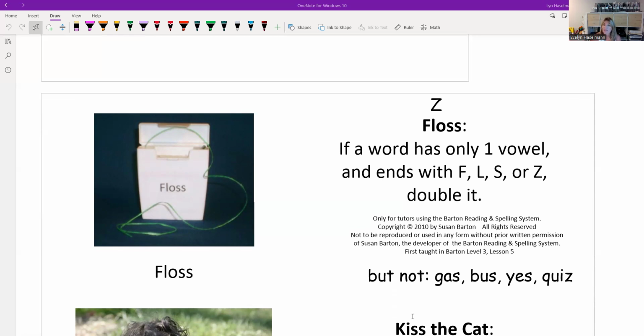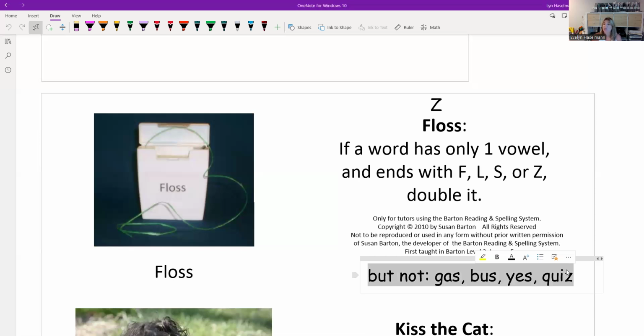So the rule is that if a word has only one vowel, it's important, one vowel, and it ends with F, L, S, or Z, we double those letters at the end. Okay? But here's your but not words. Here's a couple of them: gas, short for gasoline. Bus, actually short for the word autobus. Not sure what that's short for. And quiz, and then there's others that you can find, gal and pal.